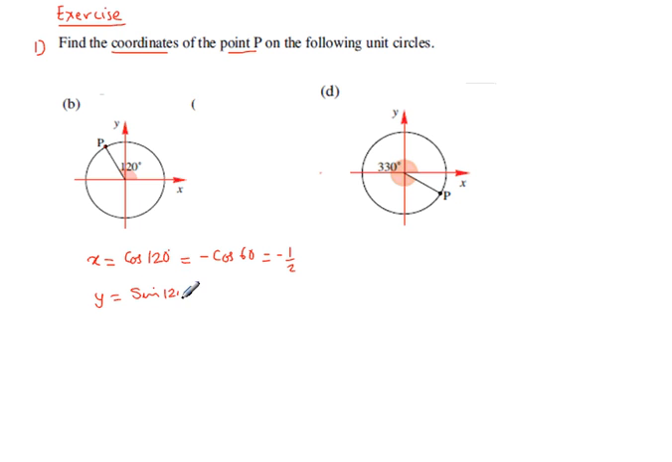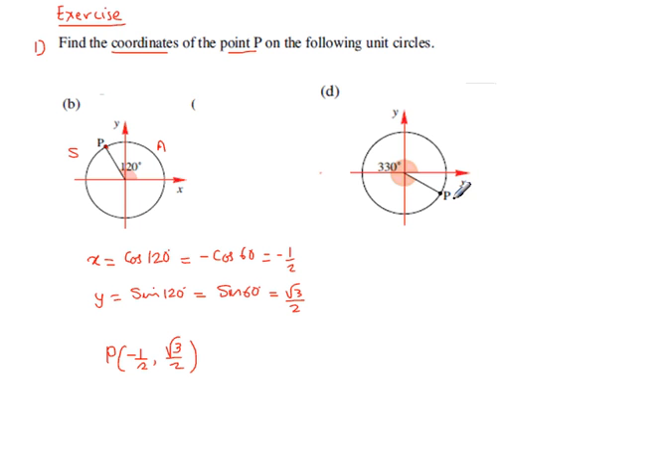So sine of 120 is the same as sine of 60. It's positive because it's in the second quadrant, where all silver tea cups is positive. Sine 60 is root 3 by 2. So that means if point P is placed here on the unit circle, it will have coordinates minus 1 by 2 and root 3 by 2.